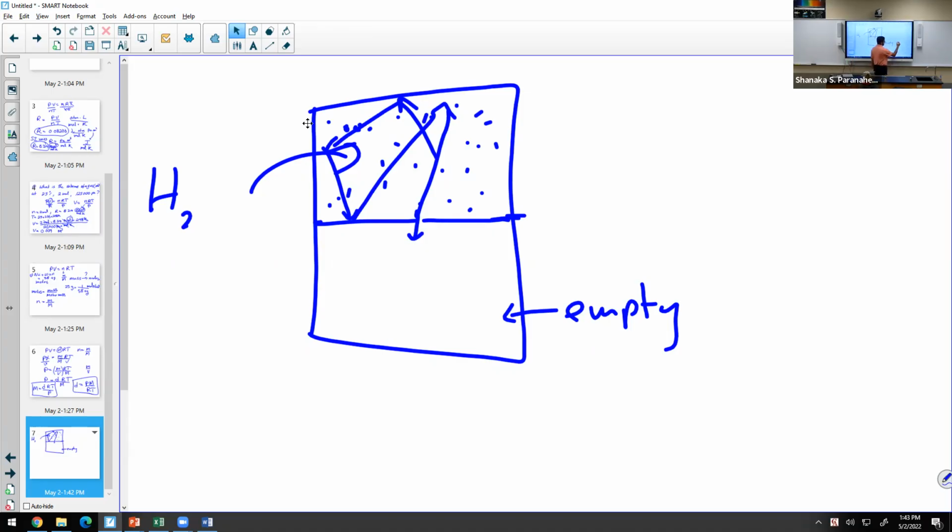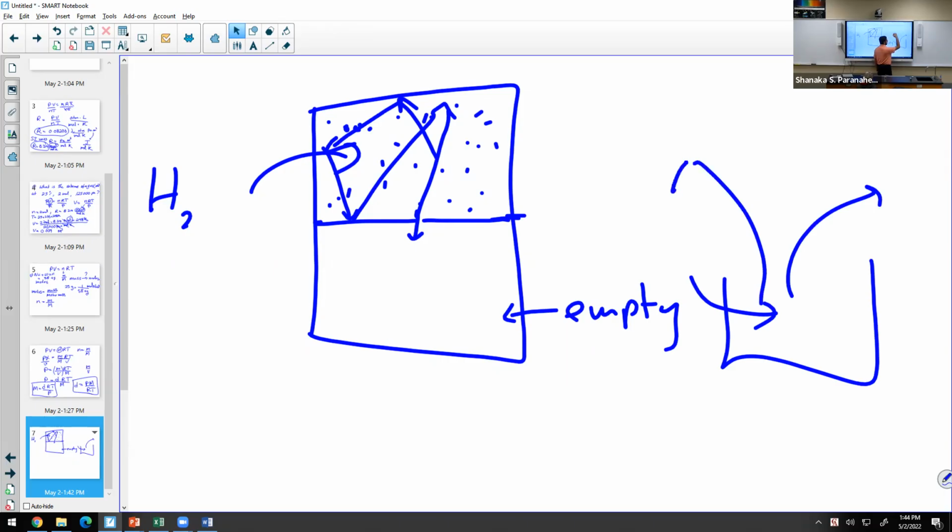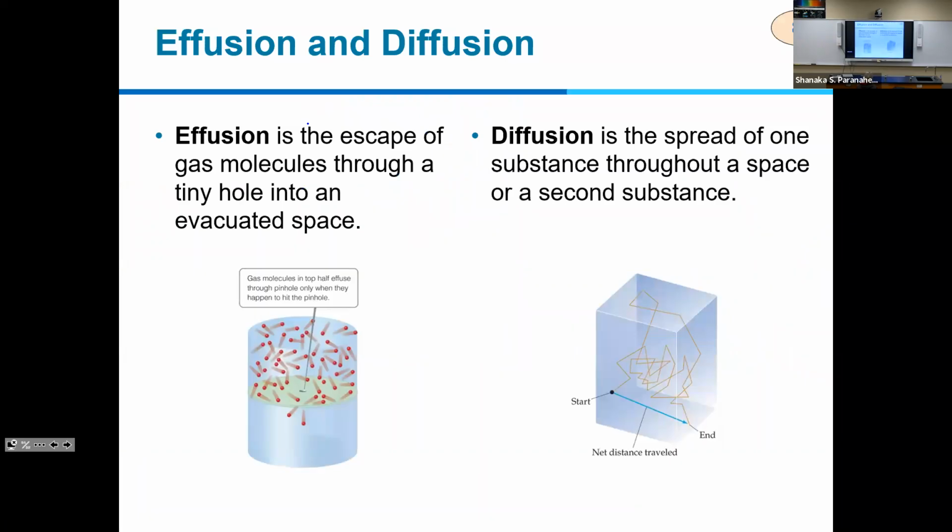And next, let's say there's a gas inside a container, and if we open this container, gas particles diffuse into the open environment. That's the meaning of diffusion. It goes through other molecules. Effusion is the escape of gas molecules through a tiny hole into an evacuated space. Diffusion is the spread of a substance throughout a space or a second substance.